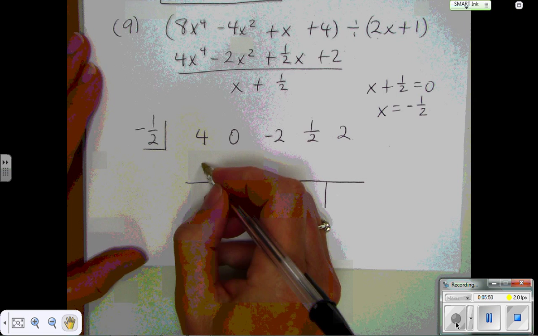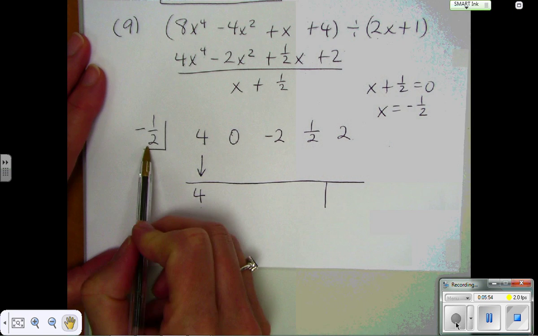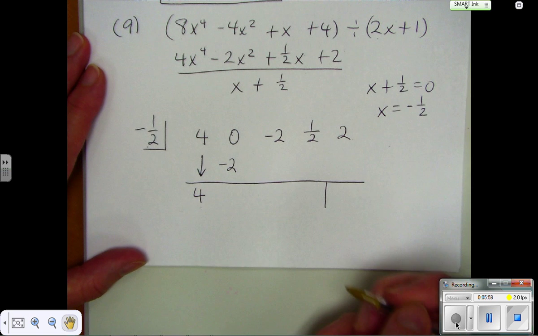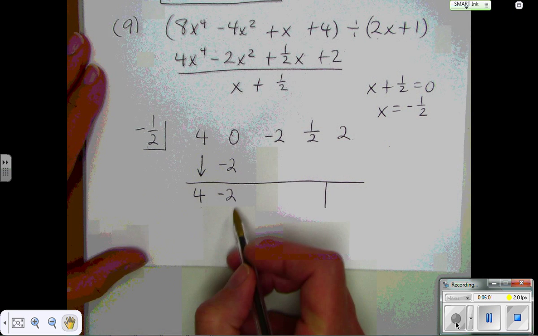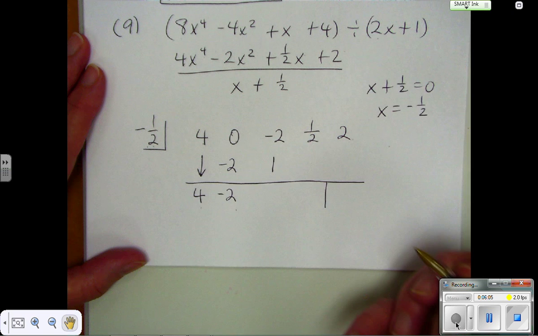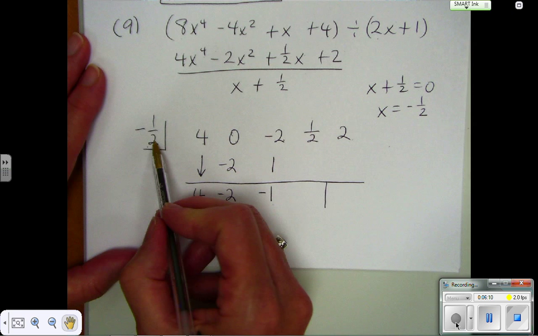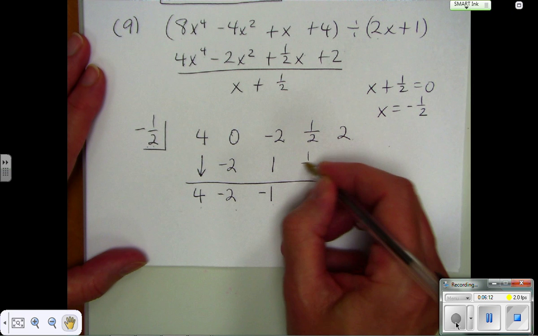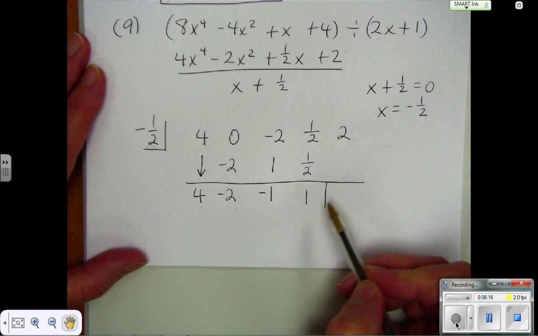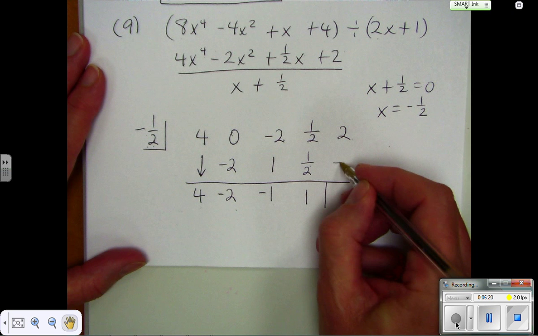I'm going to bring down my first coefficient, 4. 4 times negative 1/2 is negative 2. Add the 0 plus negative 2. That's negative 2. Negative 2 times negative 1/2 is a positive 1. Negative 2 plus 1 is negative 1. Multiply those together, that's going to be a positive 1/2. 1/2 plus 1/2 is 1. And then 1 times negative 1/2 is negative 1/2.